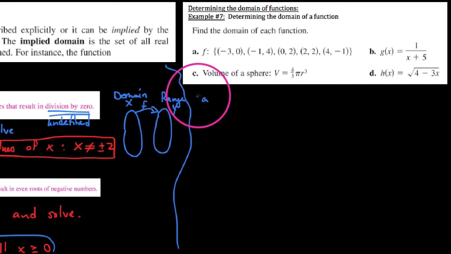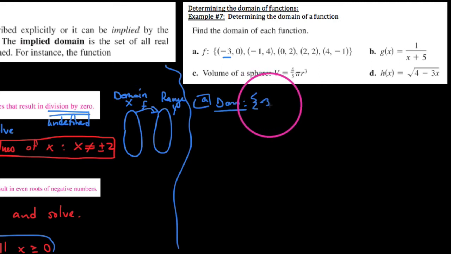So for letter A, this is kind of neat. We have this written out as a set of input-output pairs. And so in terms of the domain, we could just list this as a set of numbers here, and it looks to me like -3 is in the domain, -1 is in the domain, 0 is in the domain, 2 is in the domain, and 4 is in the domain of this function.